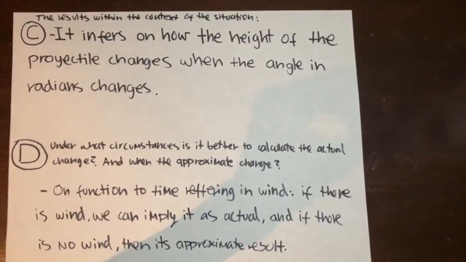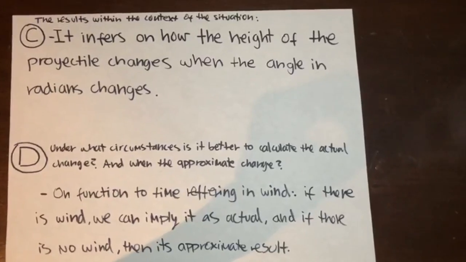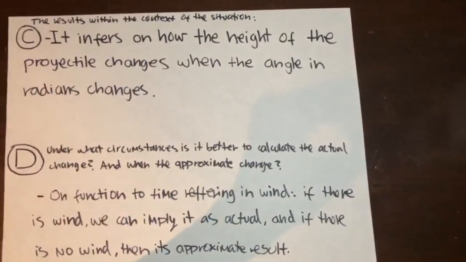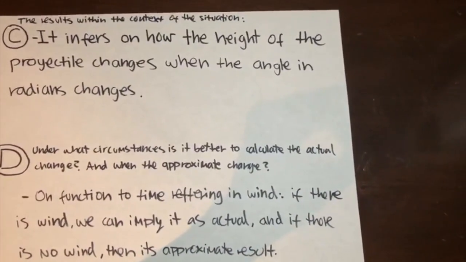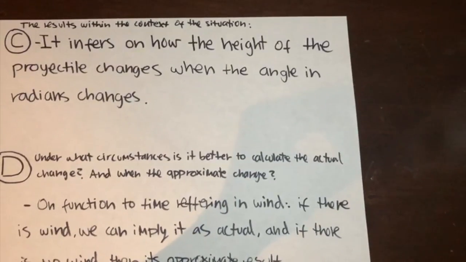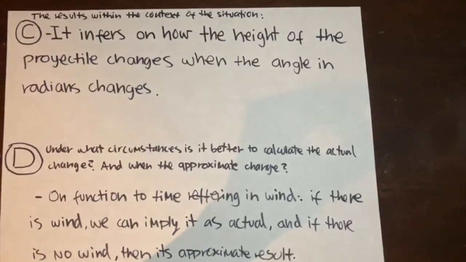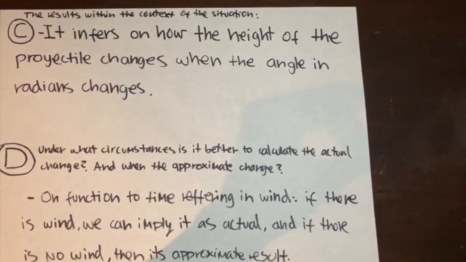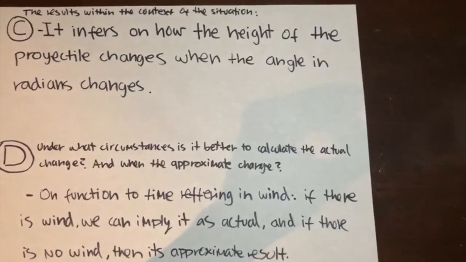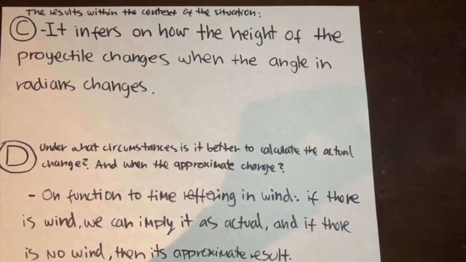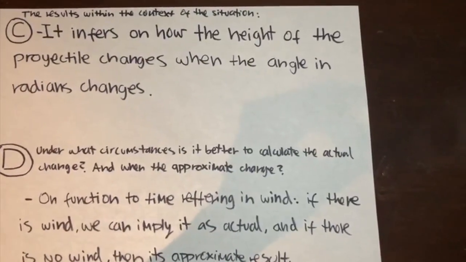Okay, for questions C and D, I'm going to answer for you. I'm Eduardo Garza. For question C, the results within the context of the situation, we answered that it infers how the height of the projectile changes when the angle in radians changes. So when the angle in radians changes, it affects the height of the projectile.